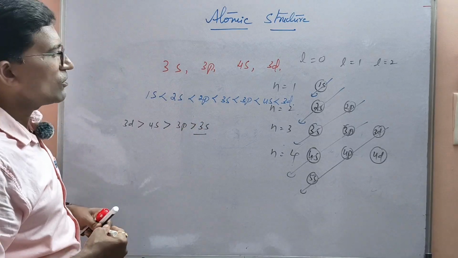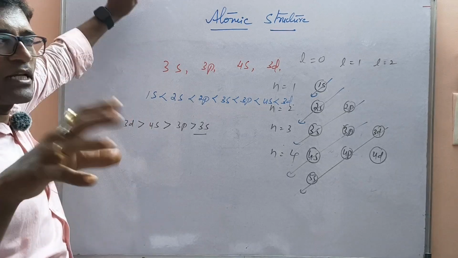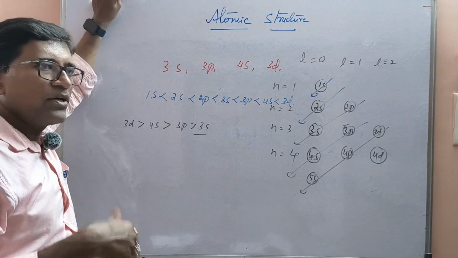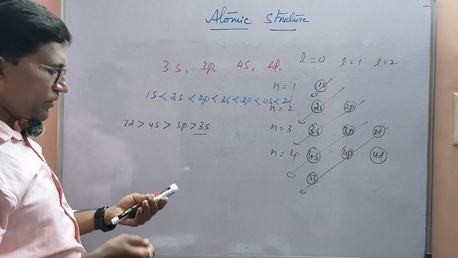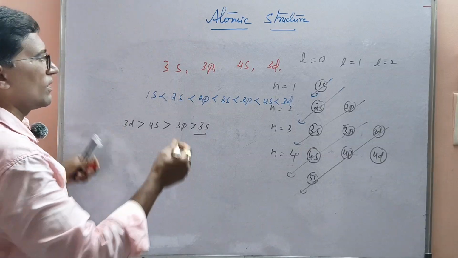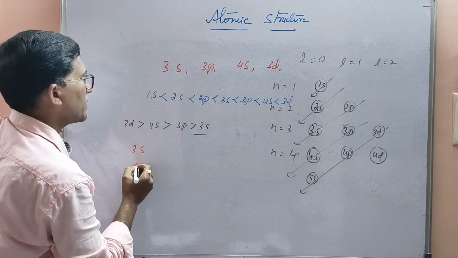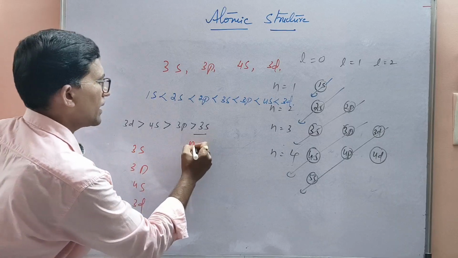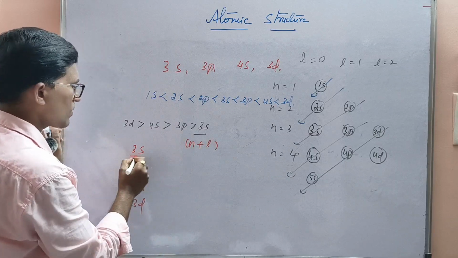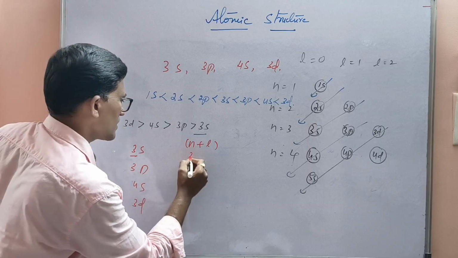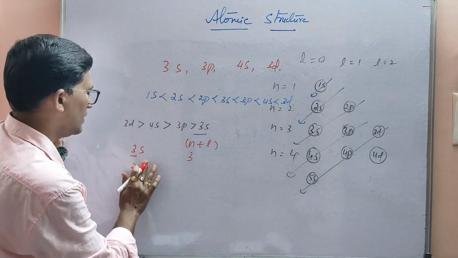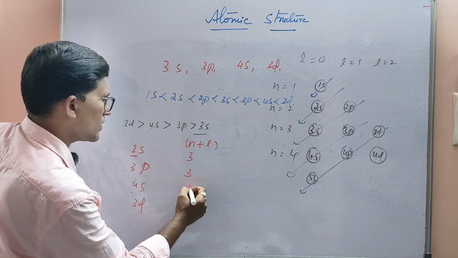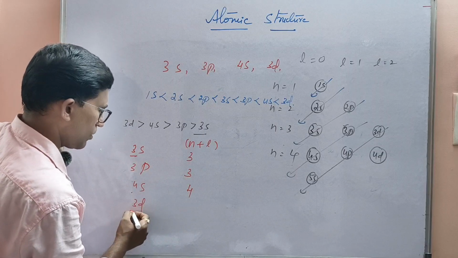Understood? You can also write this based on the n plus l value, but the question did not ask about it. If you want, you can write that value also. If you wish, I will write the n plus l value for all these: 3s orbital, 3p, 4s and 3d. Here n is equal to how much? 3. For 3p, n is equal to 3. For 4s, n is equal to 4. For 3d, n is equal to 3.